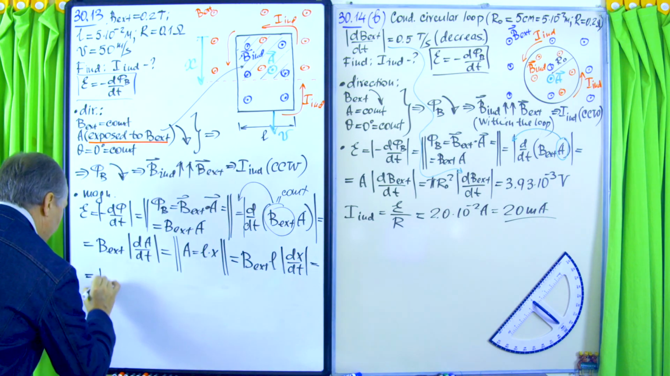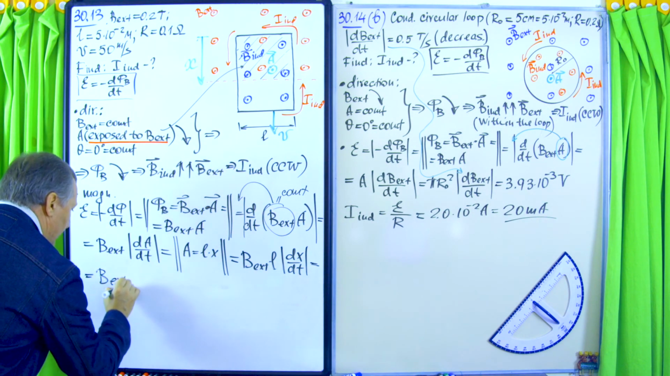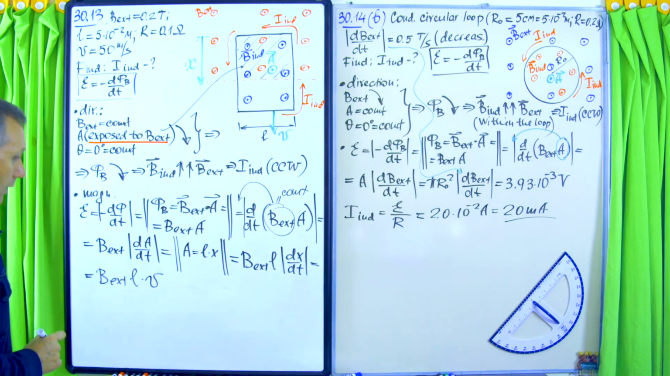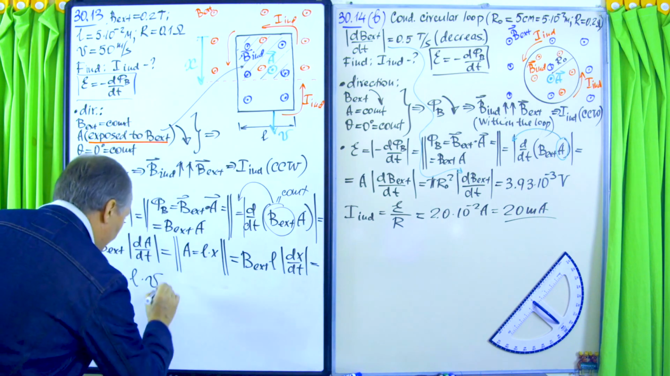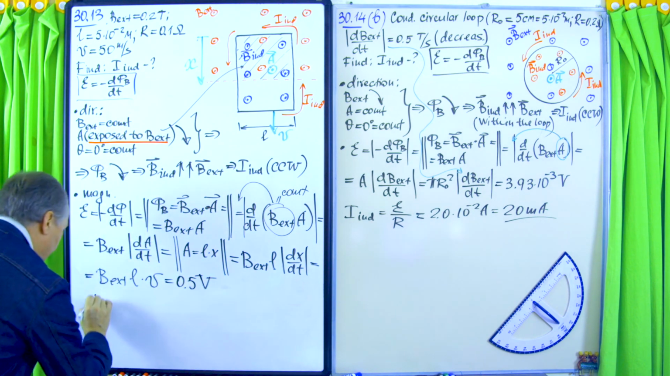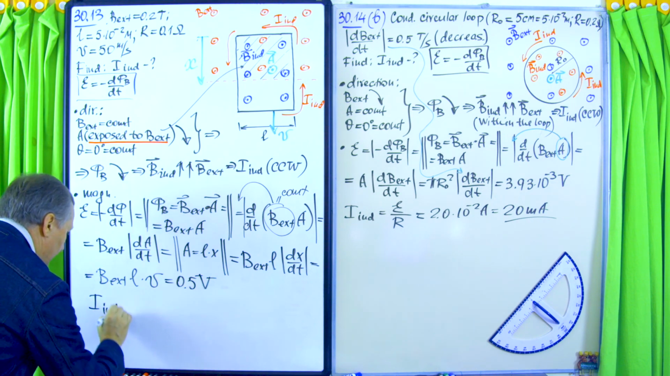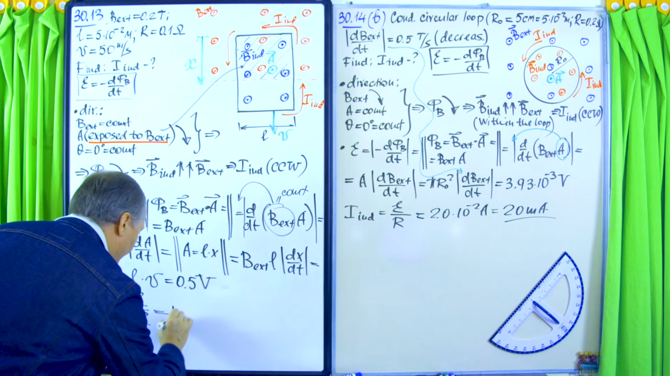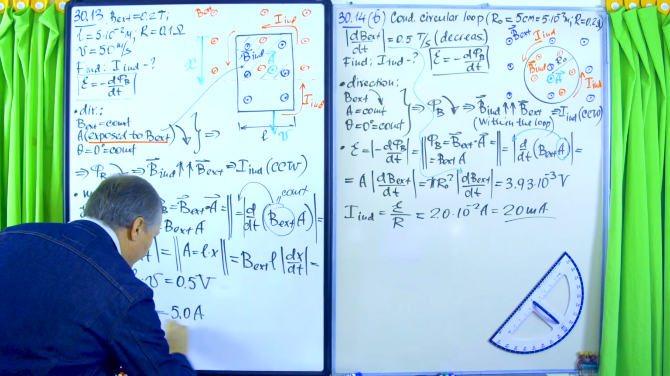Okay, so that's pretty much the end. So B external times L times V. That's the value; if you plug in, you will get 0.5 volts. And of course, the current will be EMF divided by the resistance, and of course it will be 5 amps.